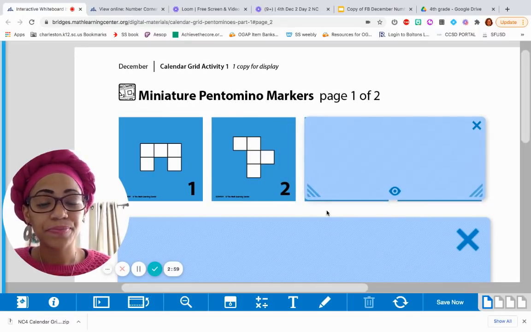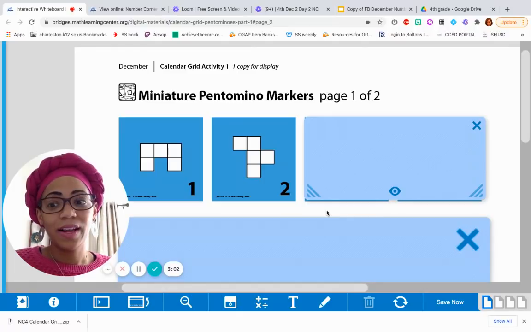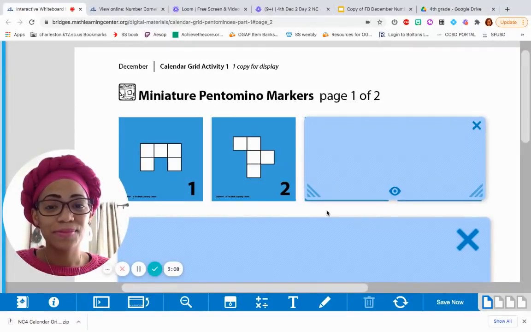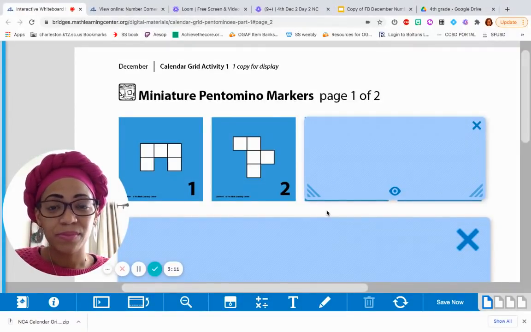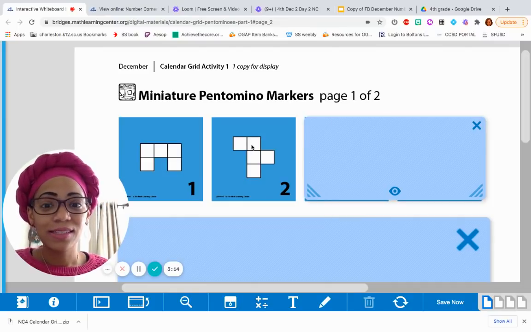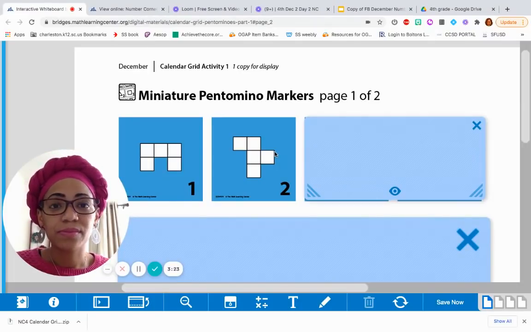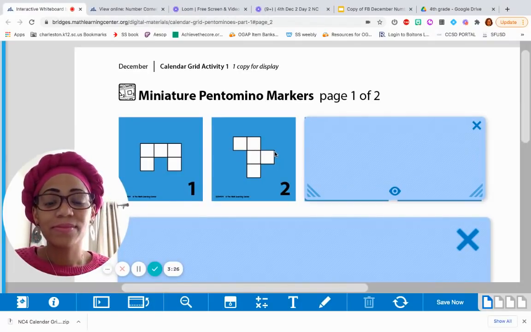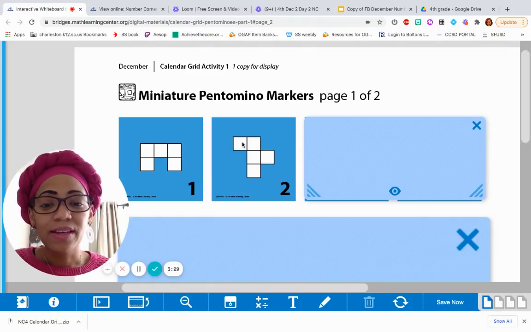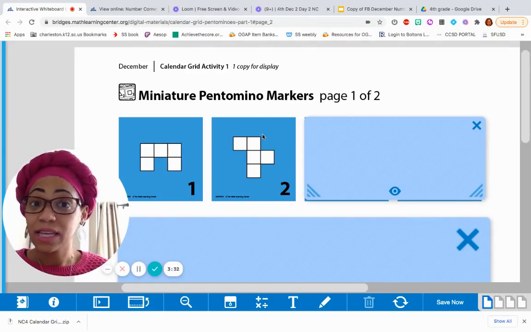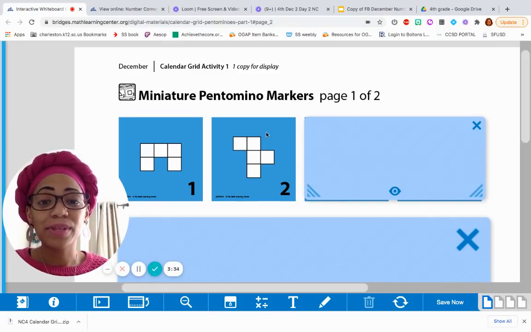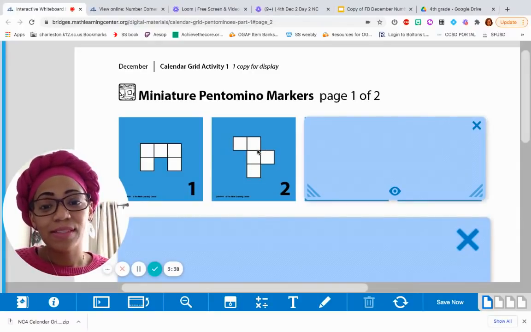Right, here it is. Make some observations. What do you notice? Yes, it still has 5 squares. So an area of 5 square units. You got it. What else? Is anybody noticing that we have some parallel lines? We have some perpendicular lines. We also have some intersecting lines, right?